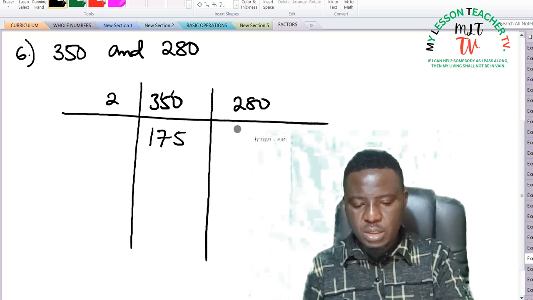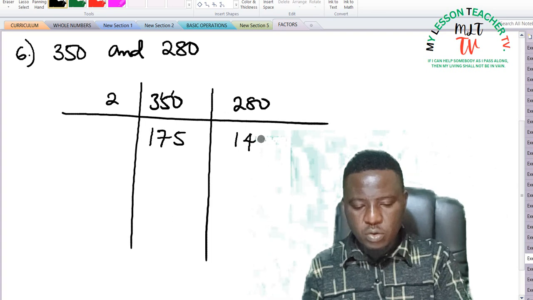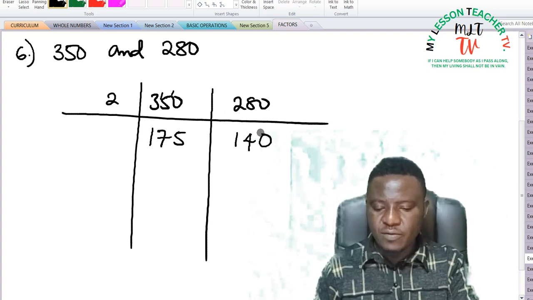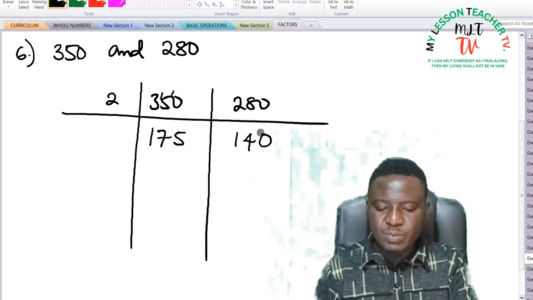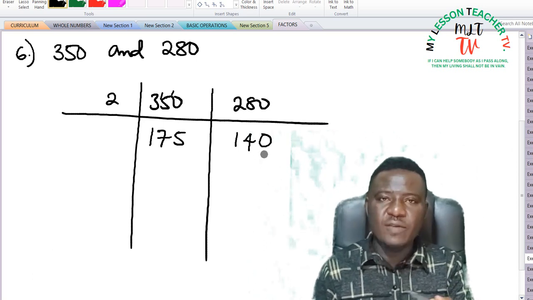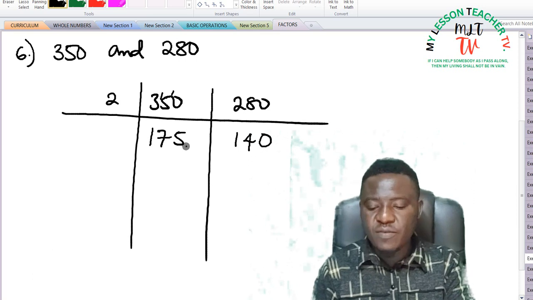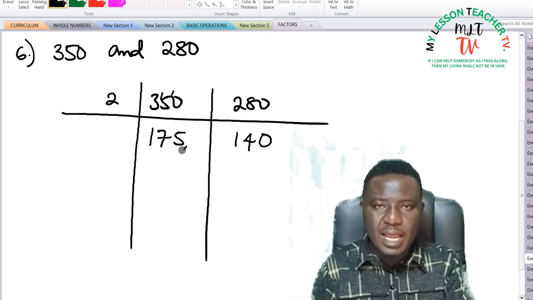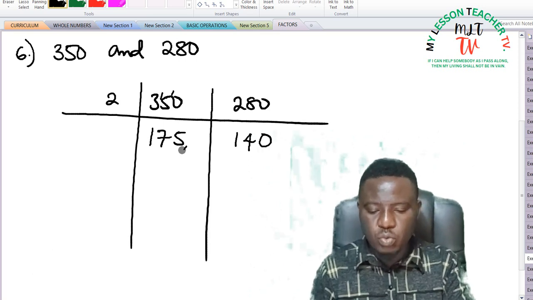Do the same with 280. 2 into 2 is 1. 2 into 8 is 4. 2 into 0 is 0. Can 2 divide? No. In as much as 2 can divide 140, 2 cannot divide 175, because 5, which is the last digit of 175, is not an even number. So it's not divisible by 2.